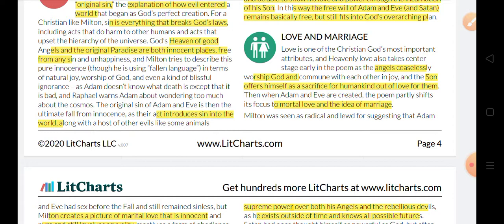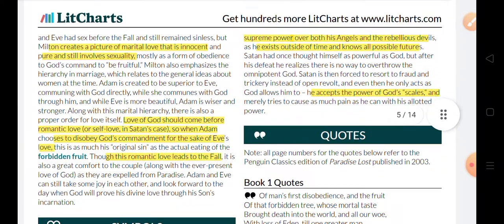The angels ceaselessly worship God and commune with each other in joy, and the Son offers himself as a sacrifice for humankind out of love for them. And so there is a shift in focus to mortal love and the idea of marriage as well. There is the concept of divine love as well, the love for God among the creatures. And Milton creates a picture of marital love that is innocent, pure, and still invokes sexuality.